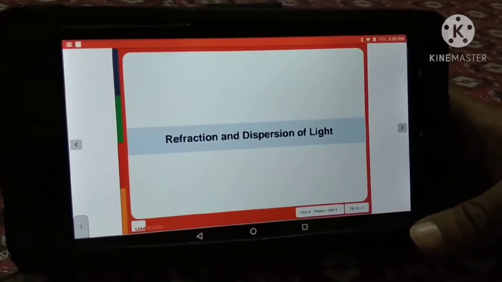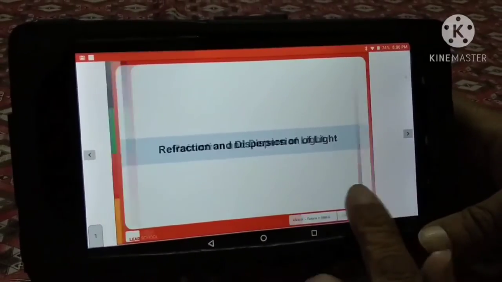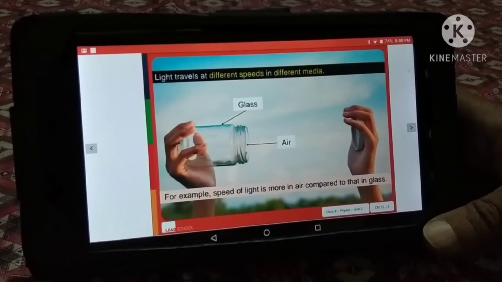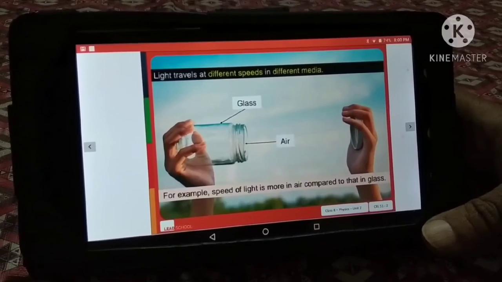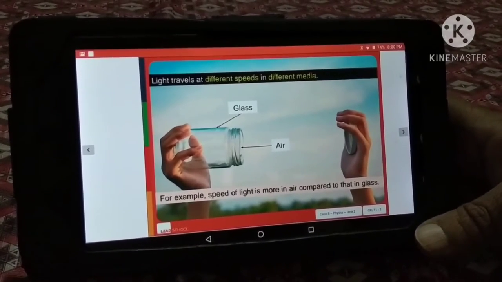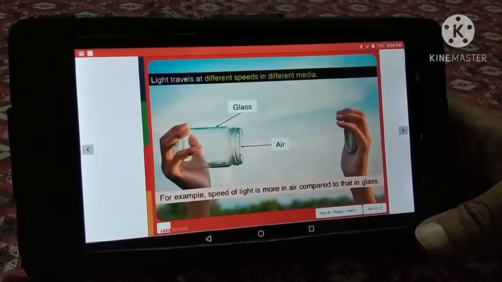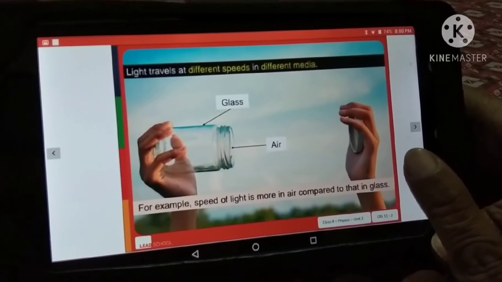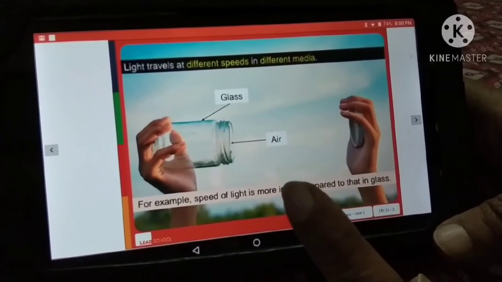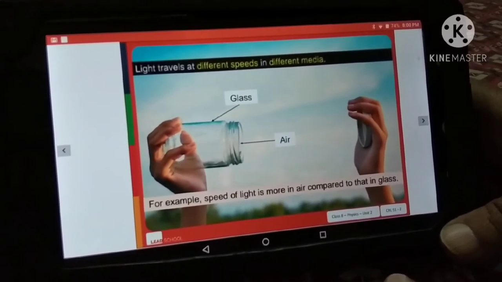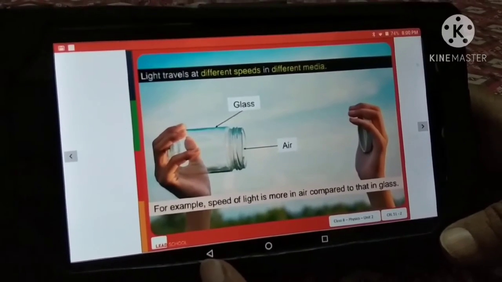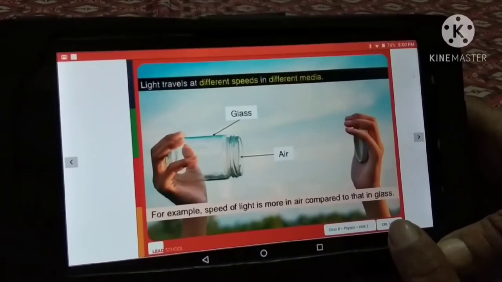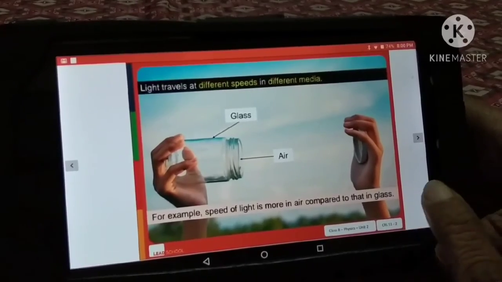Now we will study about refraction and dispersion of light. We know that light moves at different speeds in different media. You can see that light, first it is traveling in air, then it passes through the glass, right? So, if we take it as an example, speed of light is more in air as compared to that in glass.